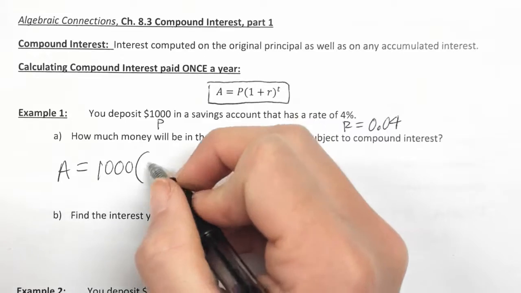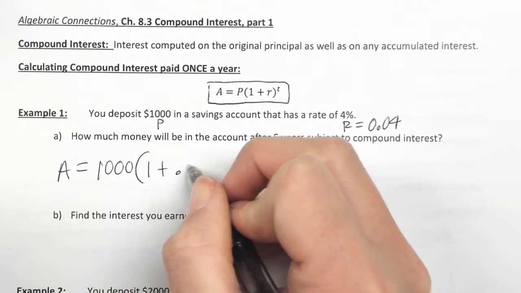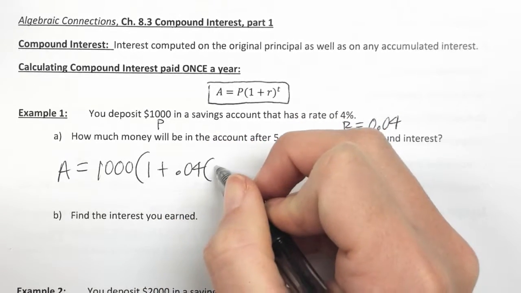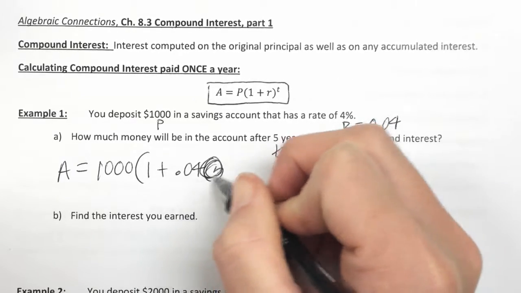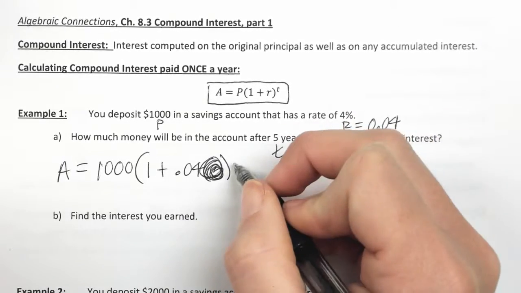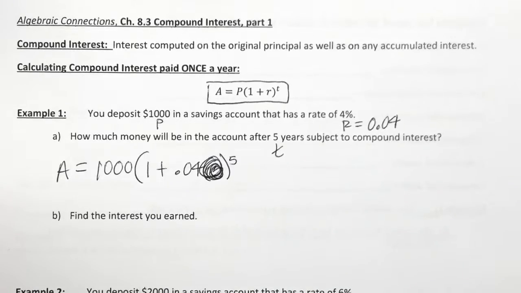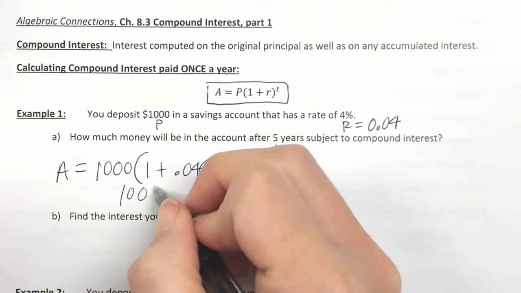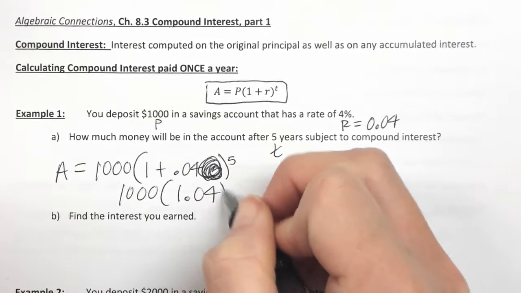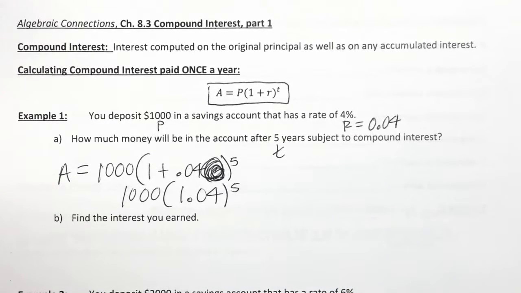1,000 plus 0.04 times 5. Oh, sorry, not times. I'm thinking other formula. Raised to the what power? All right, so in your calculator, what would you have to figure out first? The parentheses. What's 1 plus 0.04? 1.04. And then what are you raising to the 5th power? What's in the parentheses? Just what's in the parentheses. Please do not do 1,000 times 1.04 and then raise it to the 5th power. Raise that to the 5th power, then multiply it by 1,000.